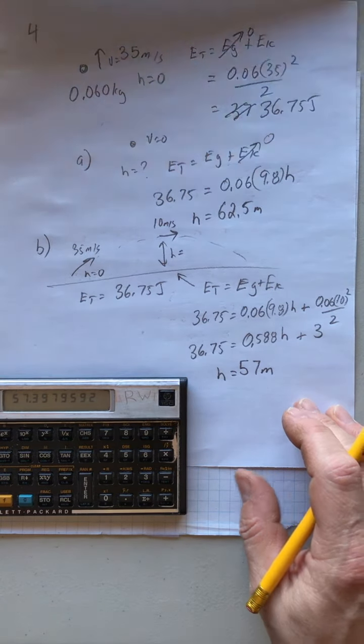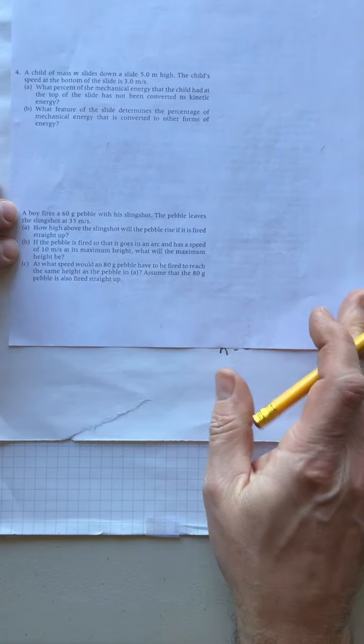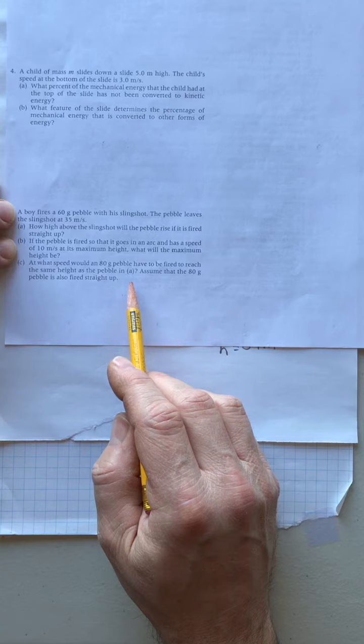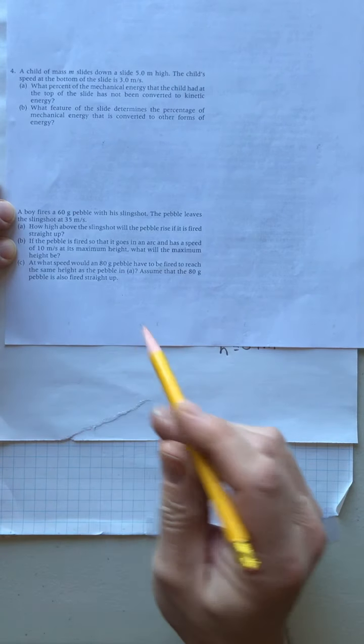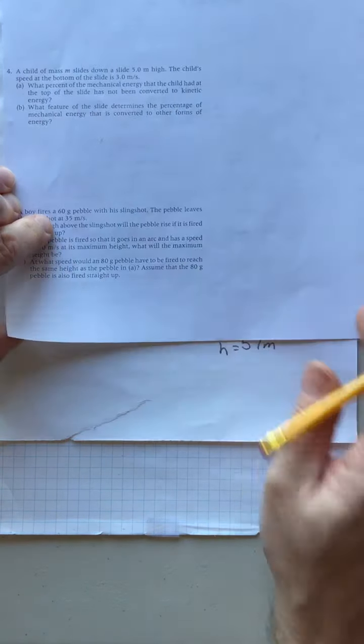And then question C. C says, at what speed would an 80-gram pebble have to be fired to reach the same height as the pebble in A? Assume the 80-gram pebble is also fired straight up. Yeah, it's the same. Same speed, same height. So C will be 35 meters per second also.